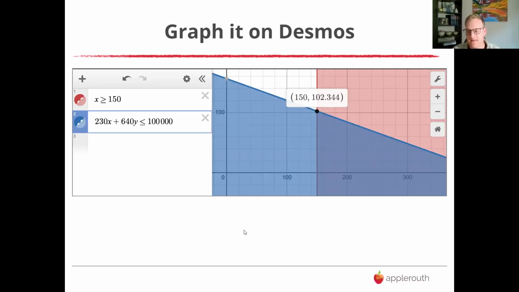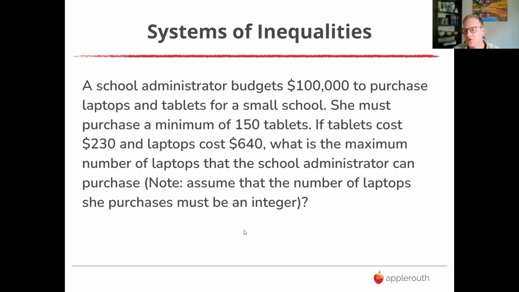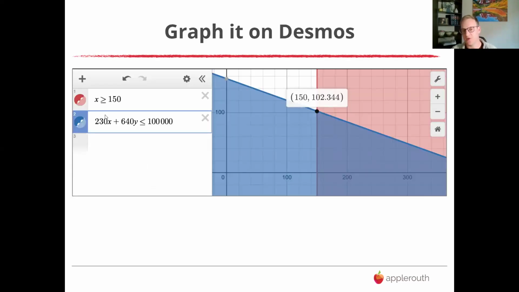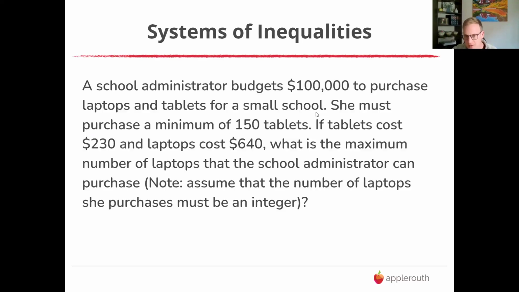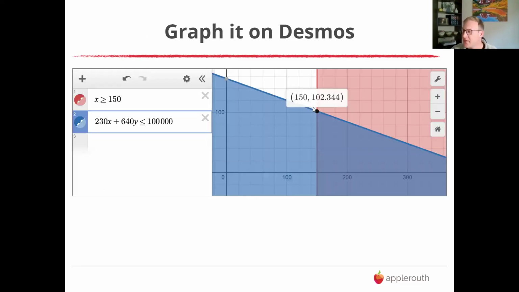So they're saying that the minimum of 150 tablets, that's x is greater than or equal to 150. And then the other equation is about tablets and laptops. And then you just have this intersection point, and you can infer something from that. Because we're asked about the maximum number of laptops, which is y, 102.3 is not an integer, so I can't go above 102 and still stay in the range. This is the hardest question we've seen today in a lot of ways, but the answer here is 102.